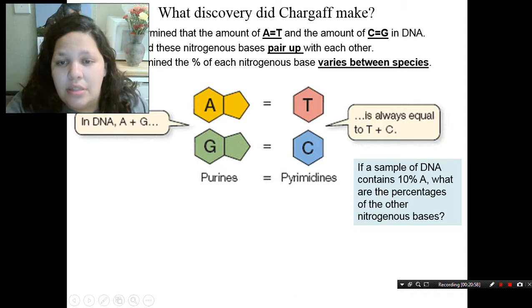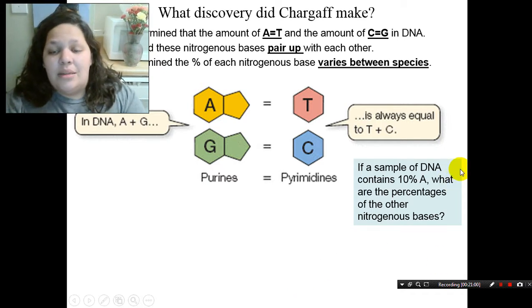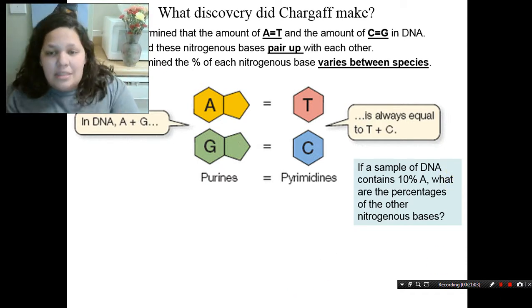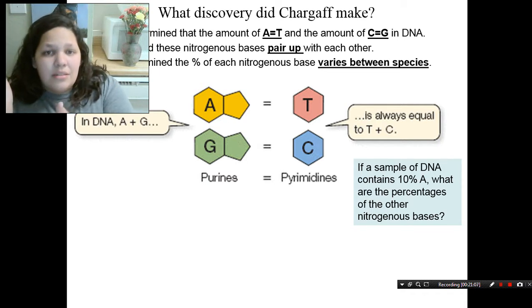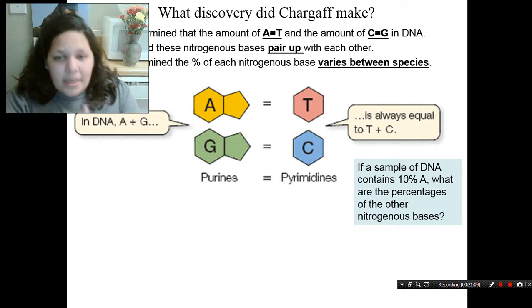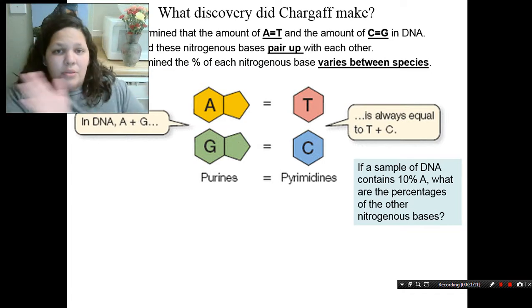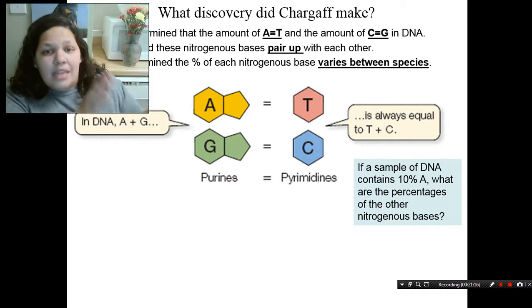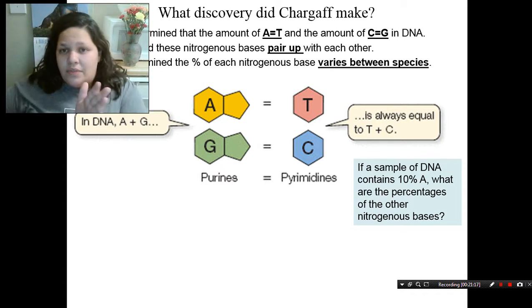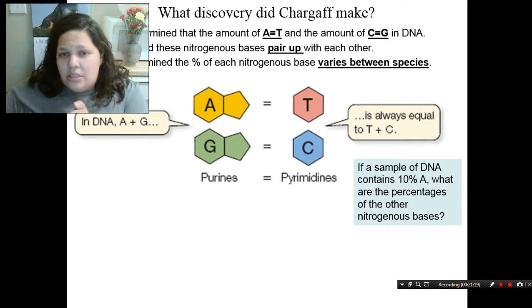So for example, let's look at this question. If a sample of DNA contains 10% adenine, what are the percentages of the other bases? Well, 10% would be thymine. So that means 20% of the DNA is adenine and thymine, and therefore 80% of it is cytosine and guanine.